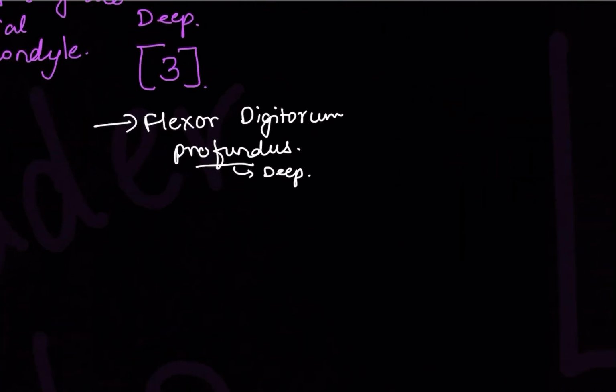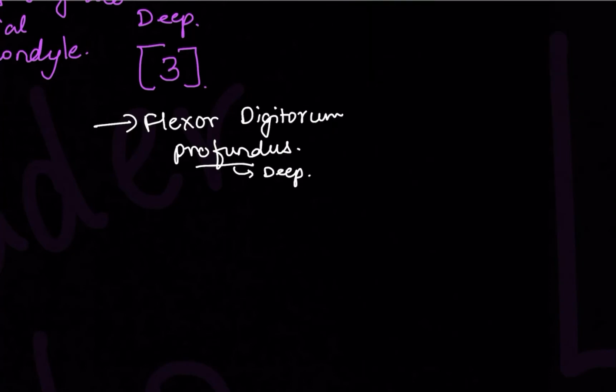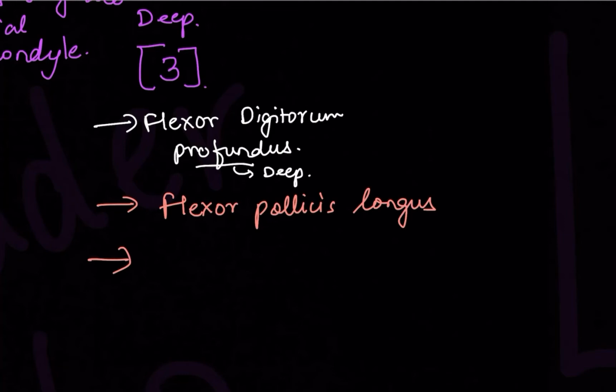Now, let's look at the deep muscles. For the deep muscles, it's very easy. We have already completed one. Now, let's look at the other ones. Starting with flexor digitorum profundus, done. Now, let's write one more flexor: flexor pollicis longus. Pollicis means thumb, remember. So this goes into your thumb. Now, the last muscle will be pronator quadratus.